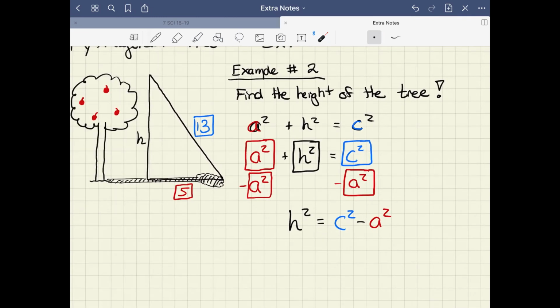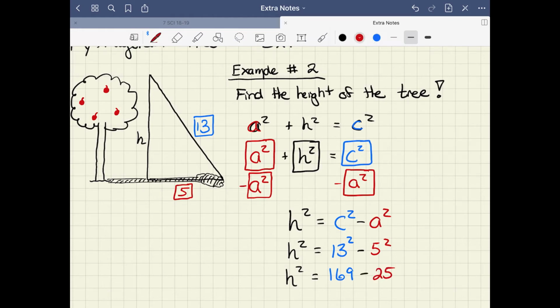Okay, I can now plug in the values that I know. I do not know h, so that's going to stay the same, but I do know c squared to be 13 squared minus 5 squared. If I take this and simplify it a little bit further, I get 169 minus 25.